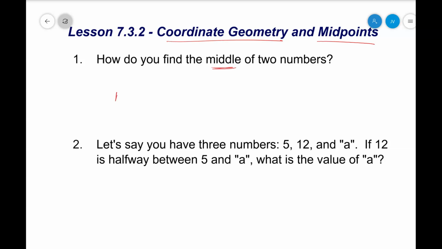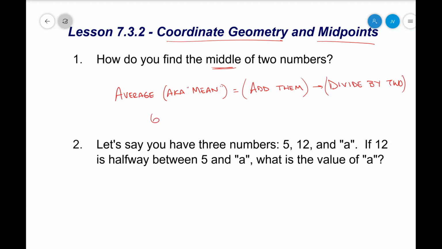Well, we call that an average, also known as mean. And the simple way of finding it is you add the two numbers. After you're done with that, you divide by 2. It's just that simple. So if we want to find the middle of two numbers, like let's say 6 and 14, we do 6 plus 14, divide by 2.